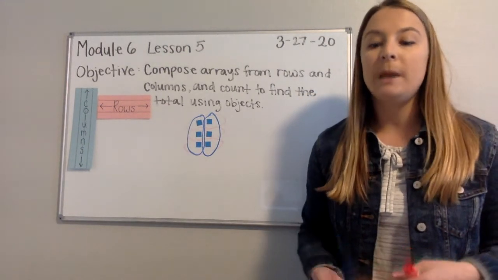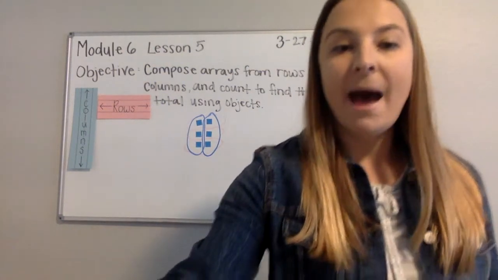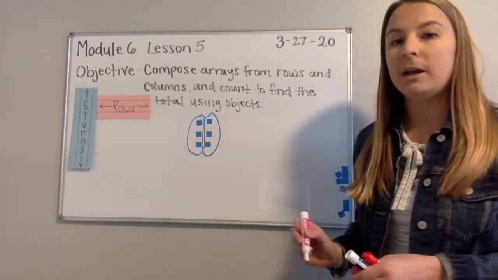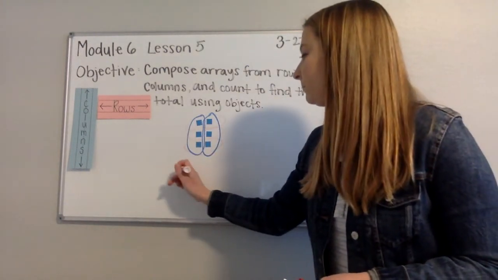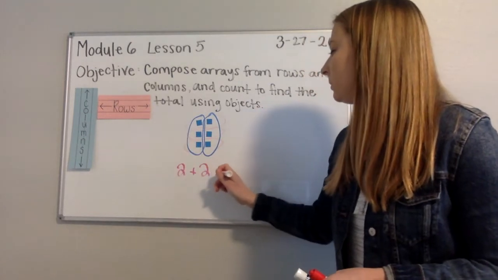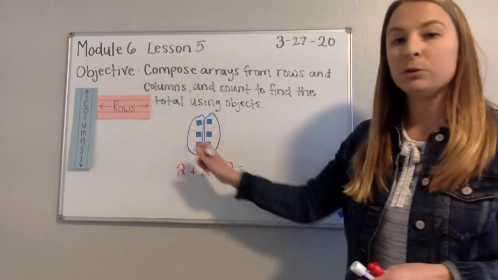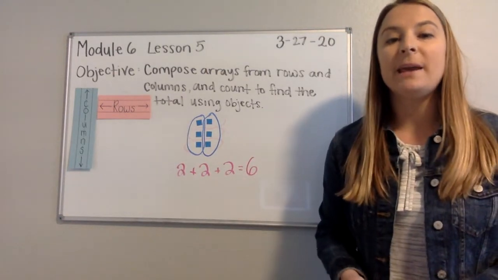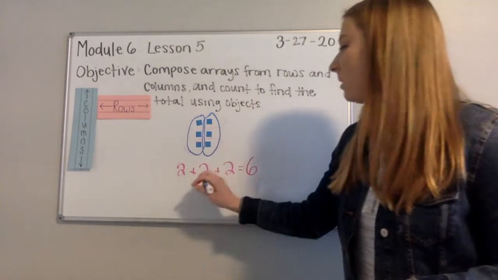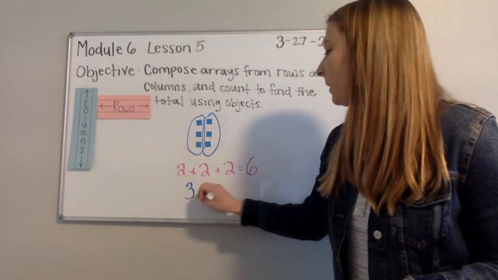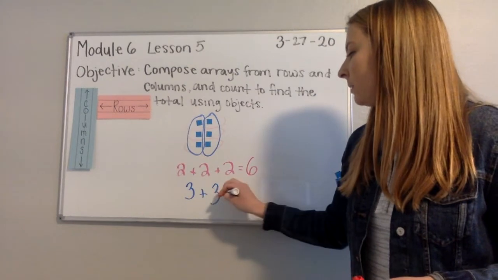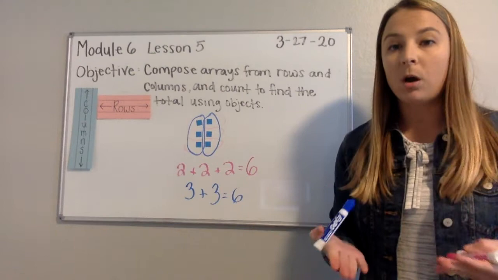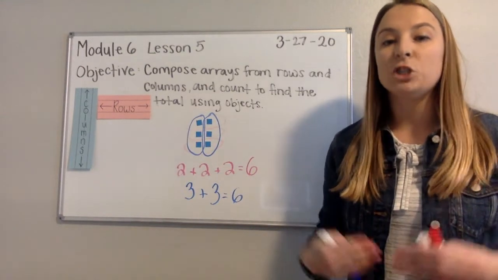And there's 2 different repeated addition sentences I could write to match this. If I wanted to look at my 3 rows, I could look at how many are in each row. 2 plus 2 plus 2, which equals a total of 6. Or I could do a repeated addition sentence based on my columns. My first column has 3, plus my second column has 3, for a total of 6. Either way, looking at rows or columns, I should get the same answer because I'm not changing the number of counters that I have.